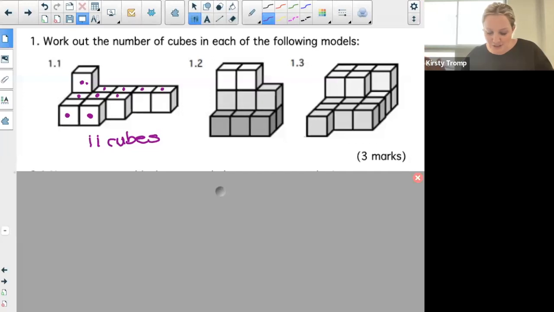Let's go see. So I can see that there's 2 rows on the bottom here. So 1, 2, 3, and then there's 1 behind it, 4. Yes, 4, 5, and there's 1 behind it, 6. Then I've got 7, 8, 9, 10, 11. Yes, that's what I get. I got 11.